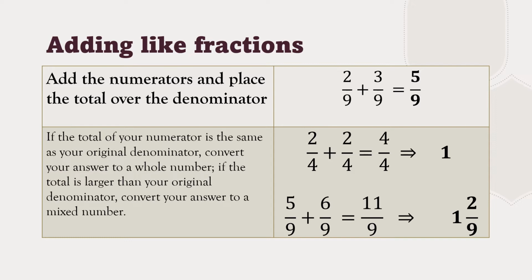So we have to add the numerators, that will be 11, and then copy the denominator 9. So 11 over 9 is an improper fraction, or our numerator is larger than our denominator. We have to convert this into a mixed number. So the mixed number equivalent to 11 over 9 is 1 and 2 over 9.